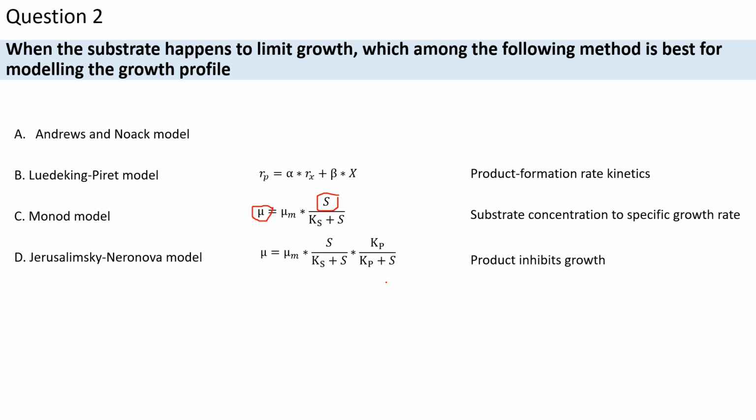Whereas in the Jerusalimsky-Neronova model, here if you see the equation, mu is equal to mu m s divided by ks plus s, times kp divided by kp plus s. So kp is nothing but your product saturation constant. Okay, so here they are denoting that your product inhibits the growth. For example, in case of lactic acid, as I already mentioned in the last tutorial, your lactic acid can inhibit, if it is present at a very high concentration, that itself will inhibit the growth of the cells.